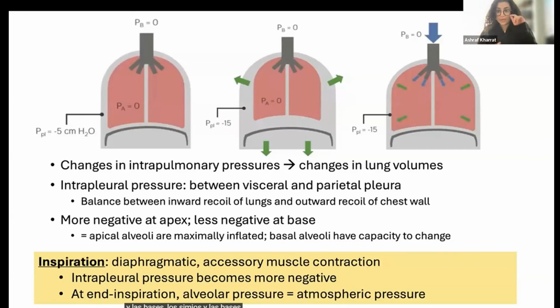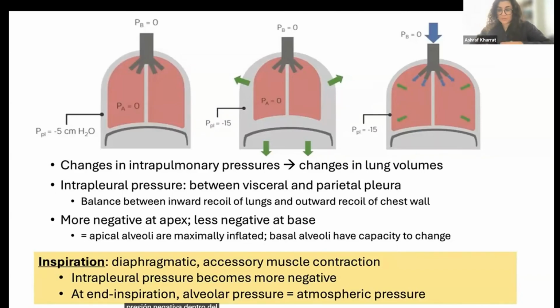So apical alveoli tend to be more maximally inflated, and basal alveoli are not as maximally inflated and therefore have capacity to change or capacity to be recruited. So during inspiration, what happens normally is the diaphragm starts to contract, as well as the accessory muscles of the chest. They start to contract, and this generates a negative pressure within the pleural space.